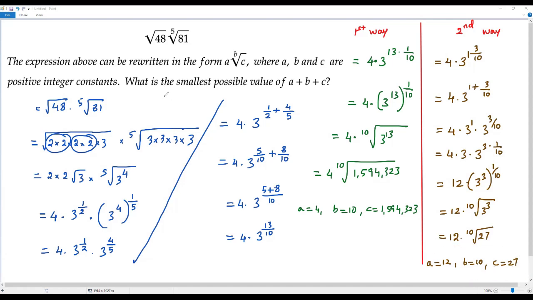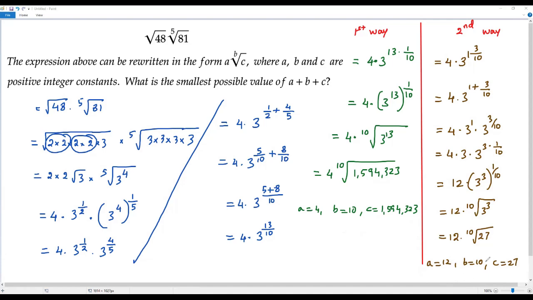According to the question, we have to get the smallest possible value of a + b + c. In which set will we be getting the smallest possible value for a + b + c? Definitely in this set, because when I consider the other set of values for a, b and c, the value of c is very large. It's 1,594,323. So only in this set of values for a, b and c will we be getting the smallest possible value for a + b + c.